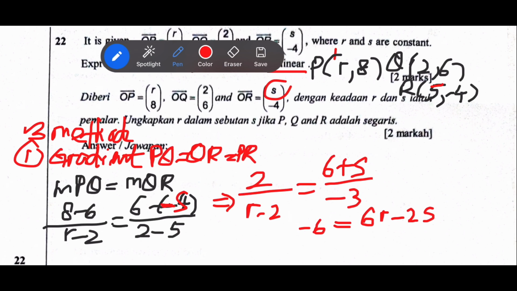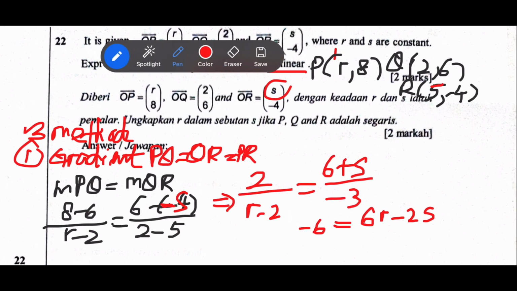So now I encourage you to use the gradient to solve collinear, because collinear means all the points lie on a straight line, which means they have the same gradient, right? So we always stick to the same gradient. You can use the ratio method, which is PQ equal to M QR. But I prefer to use the gradient equal for both lines, where I find the gradient of PQ and then the gradient of QR.